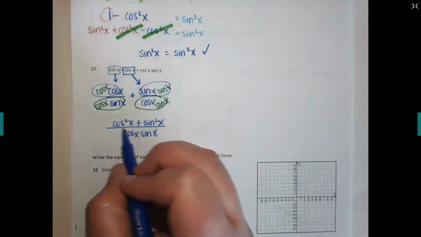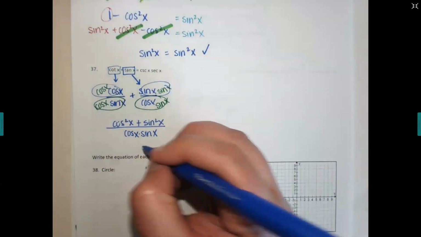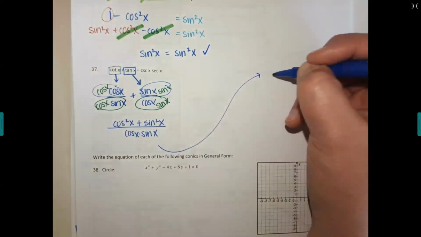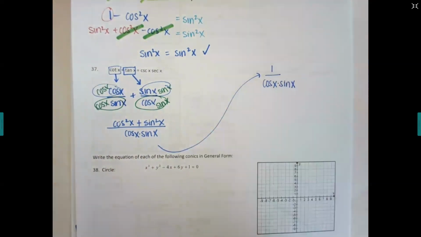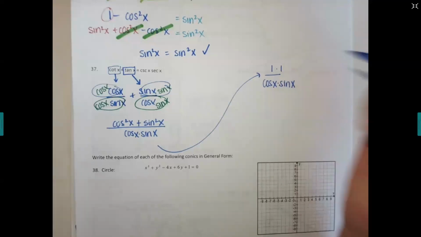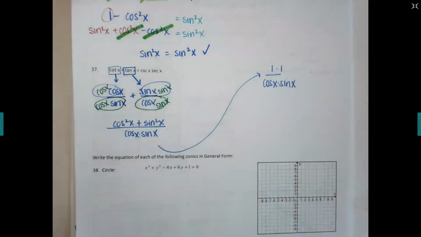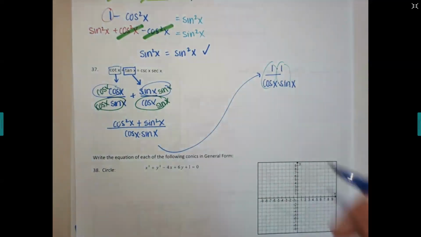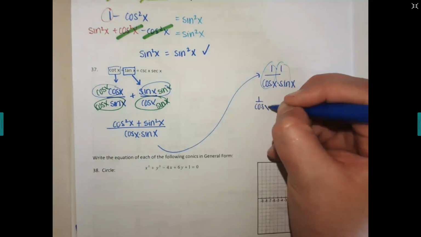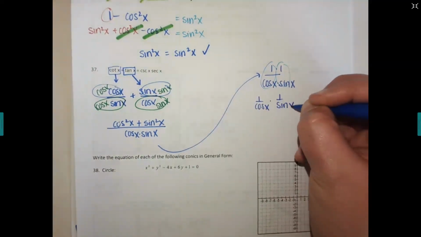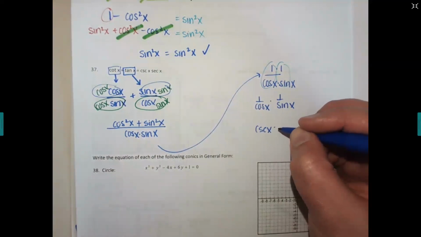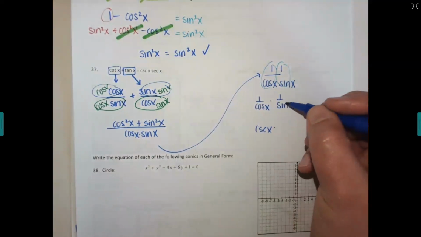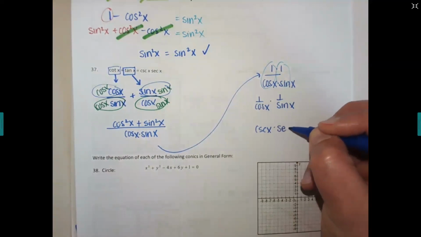So then from there, sine squared and cosine squared is going to be a 1 over cosine x sine x. And then remember, 1 is the same as 1 times 1. And then from there, I can do a 1 over cosine and a 1 over sine. So 1 over cosine x is going to turn into secant x, and 1 over sine is cosecant.